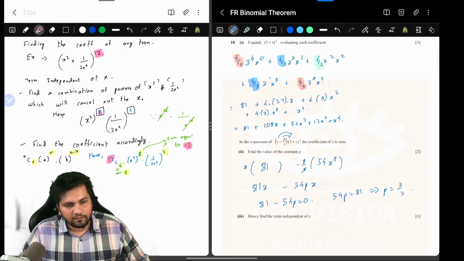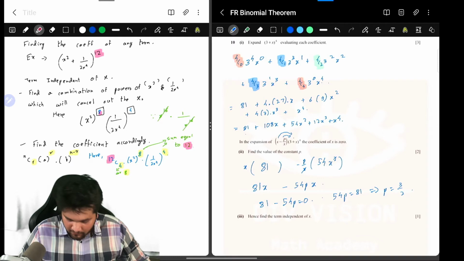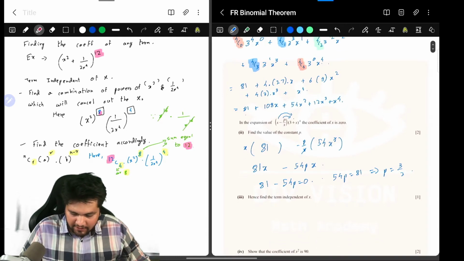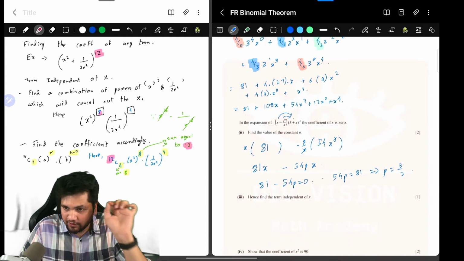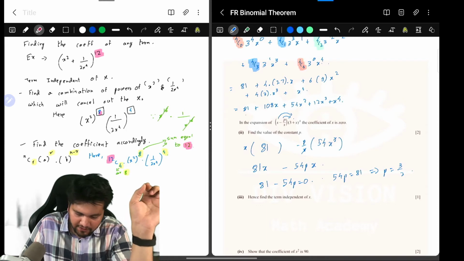So I got disconnected. Can you repeat what you did with this question? You got this x times 81 because I want only the coefficient of x, so I'll have to multiply x with certain values of this expansion, which we have already done here, which will give me x. So we got 81, then 81x.